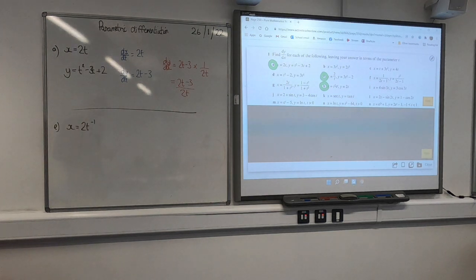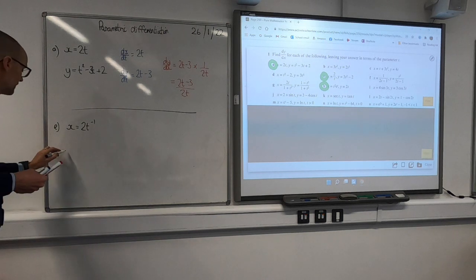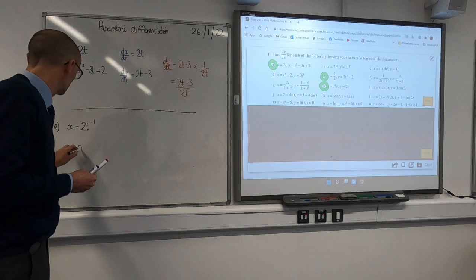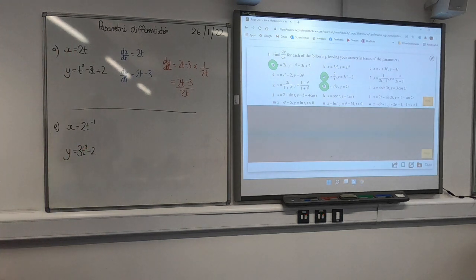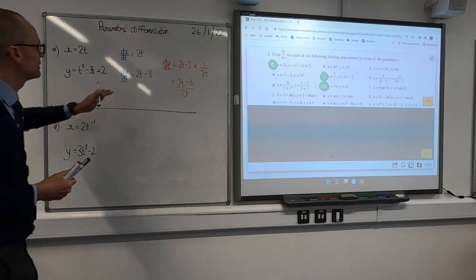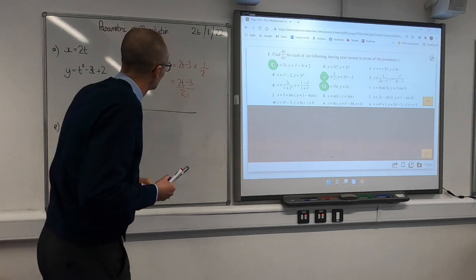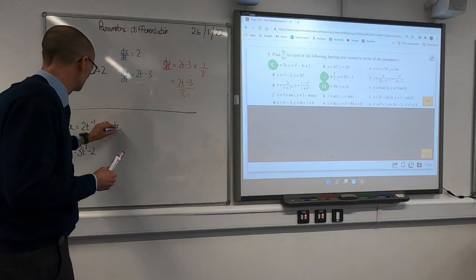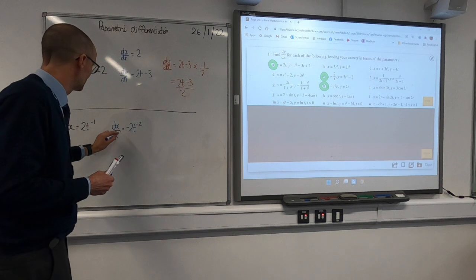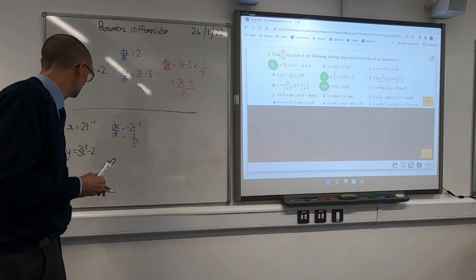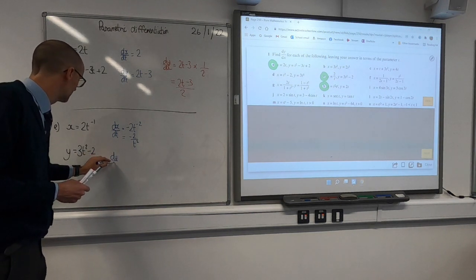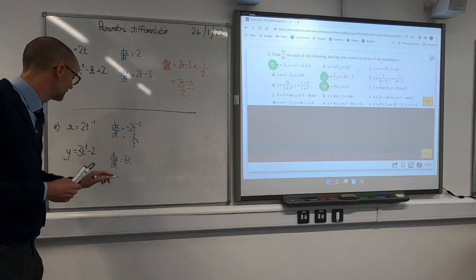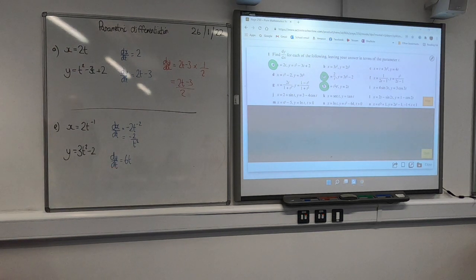Make sure you write x as 2t to the minus 1 in E. Remember, 1 less than minus 1 when you reduce the power is minus 2.